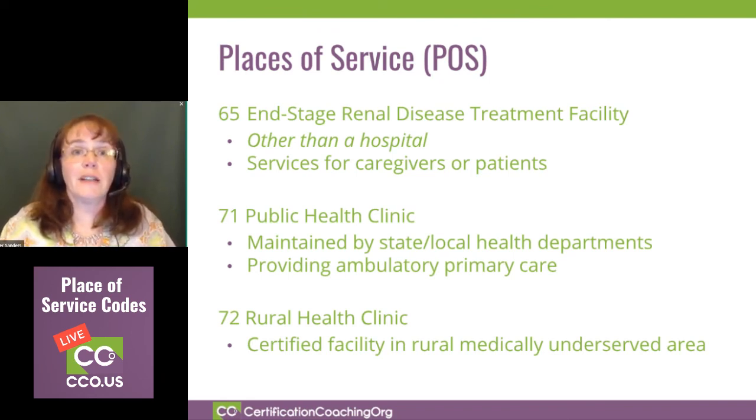You have your public health clinics and your rural health clinic. So place of service 71 and 72. Your public is maintained by your local health department or your state health department. They provide primary care where you're walking in, you're walking out. That's ambulatory primary care. And your rural health clinic is a certified facility in a medically underserved area. So you think of some of your very small towns in mountainous areas in Alaska or West Virginia or something like that. It's a rural health clinic.